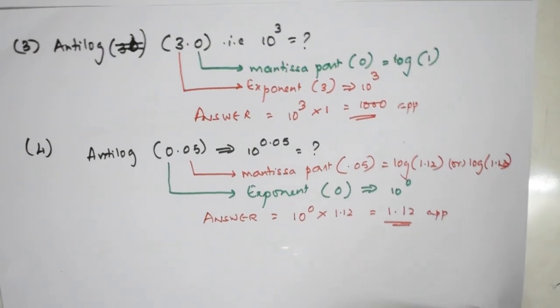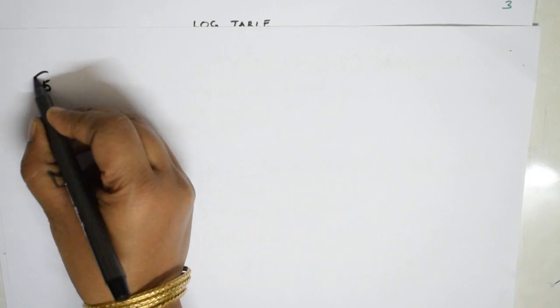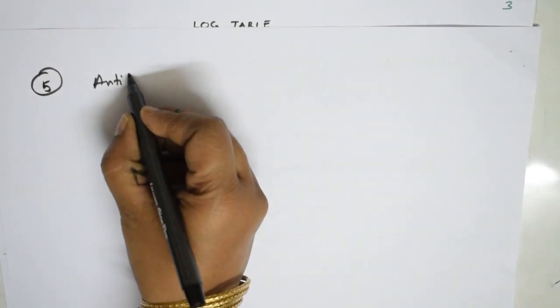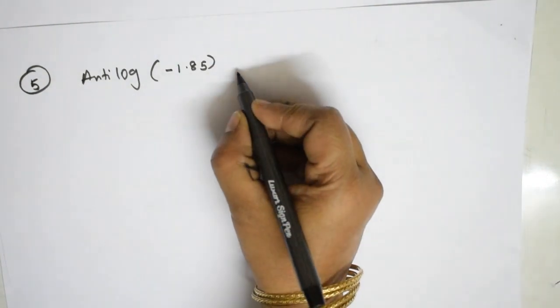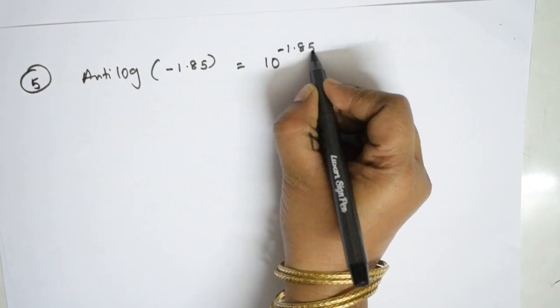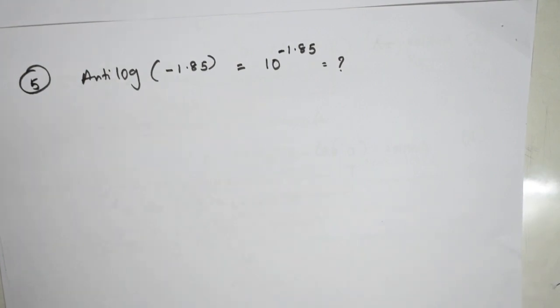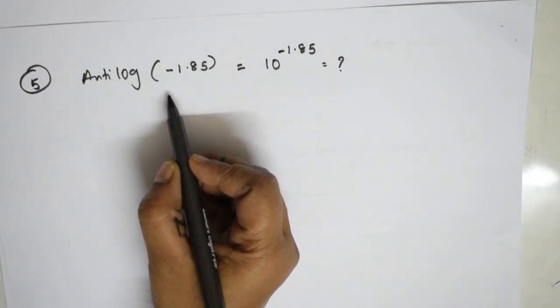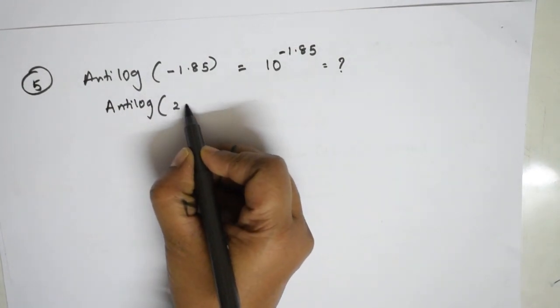Now let us take one more question, question number 5. They have asked you to find the antilog value of minus 1.85. Now here you need to be careful. Minus 1.85 is nothing but 10 raised to the power of minus 1.85. Now I need to find the value of this, correct? So this can be written as antilog minus 1.85. It can be written as antilog 2.15.